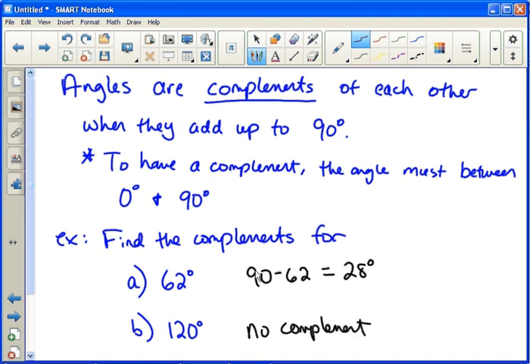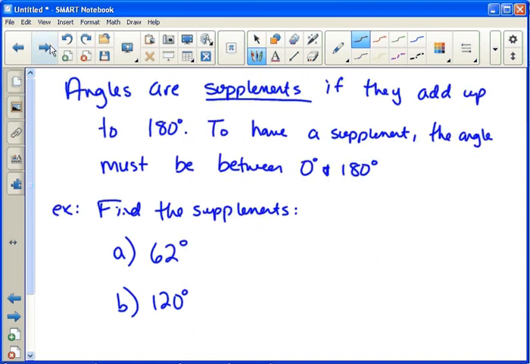Okay, next, angles are supplements if they add up to 180 degrees. To have a supplement, you must be between 0 and 180. So if it's 200 or 300 or 400 or negative, then you cannot have a supplement. Same idea here. Have to be less than 180 to have a supplement.